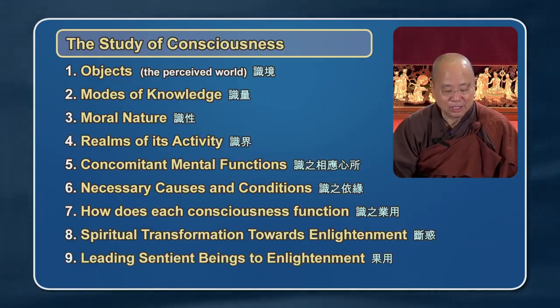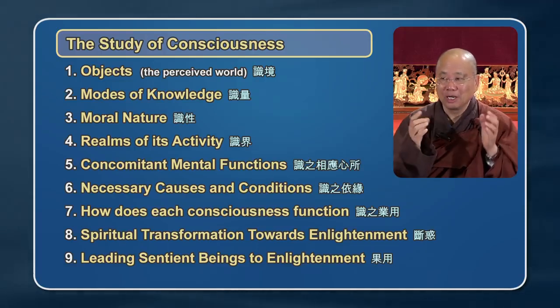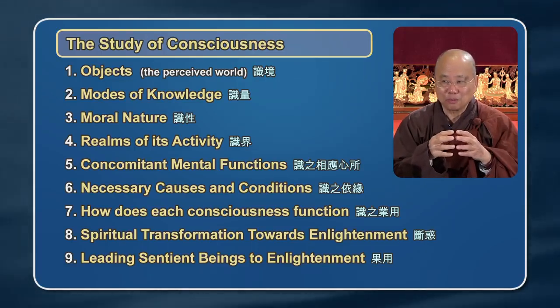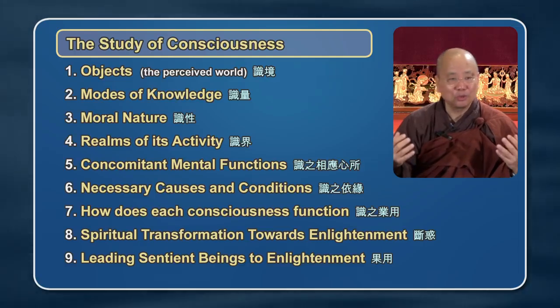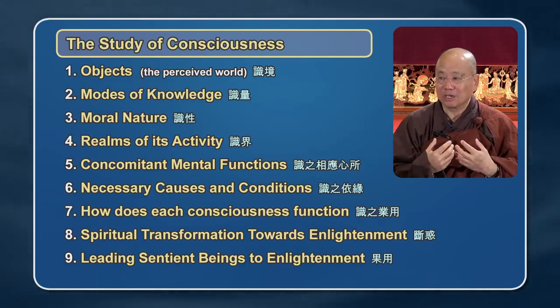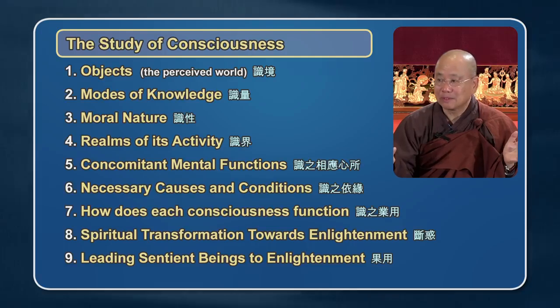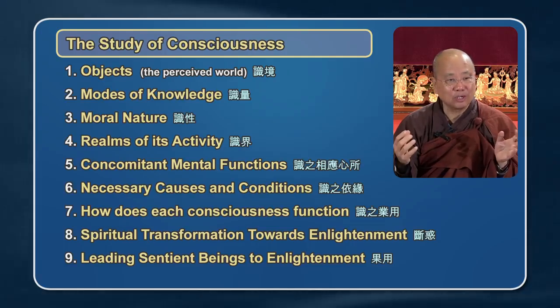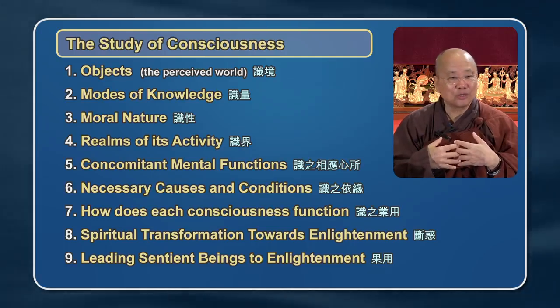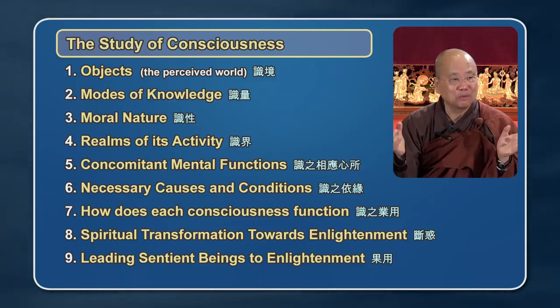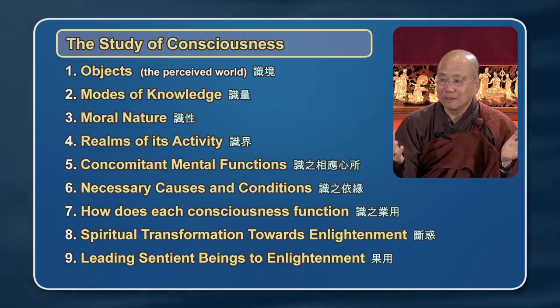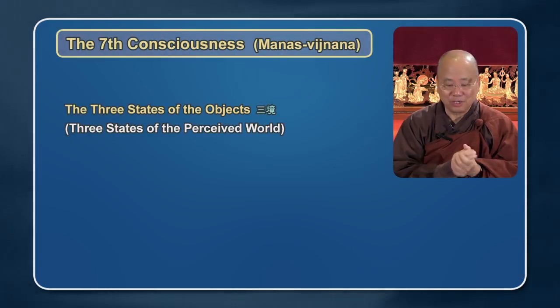And nine, leading sentient beings in enlightenment. In other words, after your consciousness has been transformed from the polluted consciousness into wisdom, in addition to enlightening yourself, how do you enlighten all others? Because a bodhisattva is not just concerned about himself. He's always concerned about rendering compassion to all sentient beings so that all sentient beings will be saved from samsara, from life and death, from reincarnations.